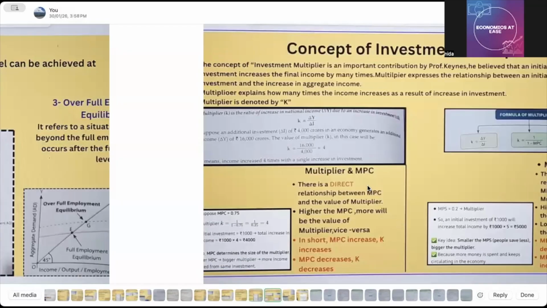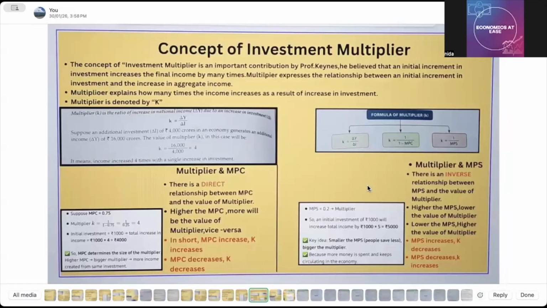Now the most important concept: the investment multiplier. In this you are going to get a numerical also. So what is the investment multiplier? The multiplier shows how much income increases due to an increase in investment. In simple language. And these are the three most important formulas provided for the numericals. Whatever numerical comes, you have to apply these formulas and then you can get the multiplier.